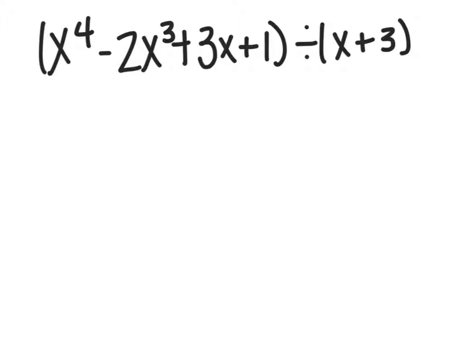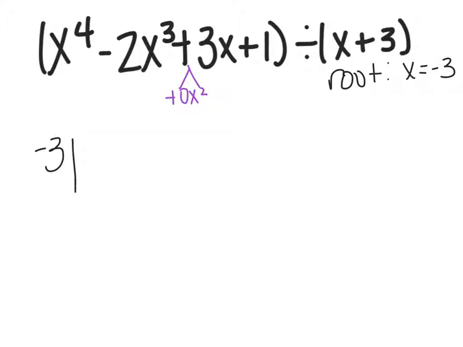And our last problem, x to the fourth minus 2x to the third plus 3x plus 1. So I'm dividing that by x plus 3. First thing we need to notice is right in here we are missing an x squared. So we're going to go ahead and add in a 0x squared there. Then I need to identify what my root is. So if my factor is x plus 3, that means that my root is going to be x equals negative 3 or just negative 3. So I'm going to put that on the outside, and then I'm going to draw my box, and I'm going to fill in all of my coefficients.